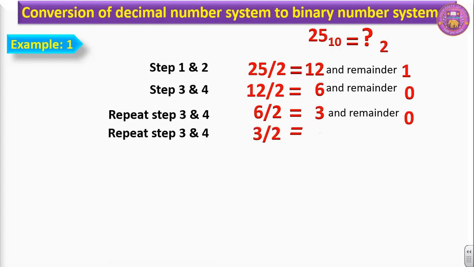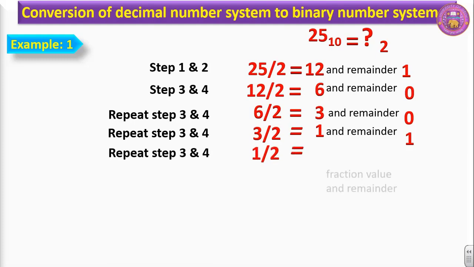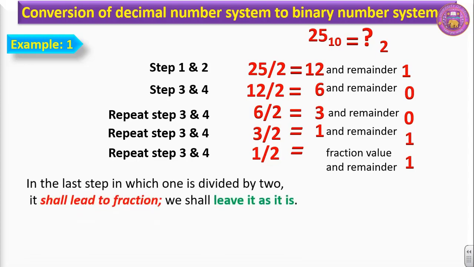Repeat further step 3 and 4. 3 divided by 2. It comes to 1 and the remainder is 1. Repeat step 3 and 4. 1 divided by 2. Here it comes a fractional value. The moment it comes a fractional value, then in that case we will not move ahead. We will take the number 1 as it is. In the last step in which 1 is divided by 2, it shall lead to a fraction and we shall leave it as it is.